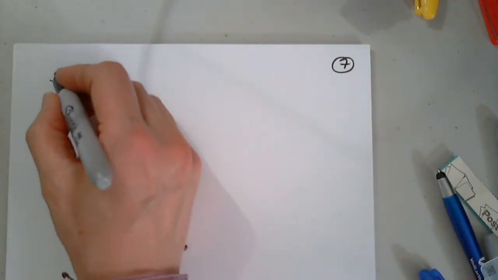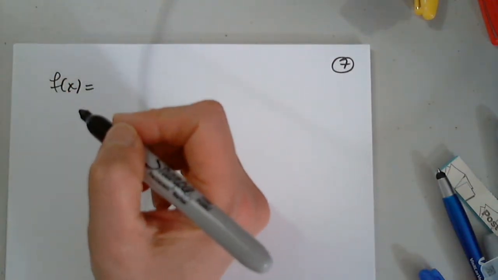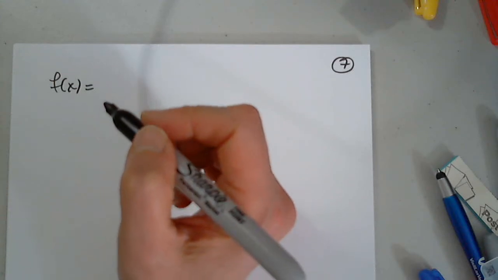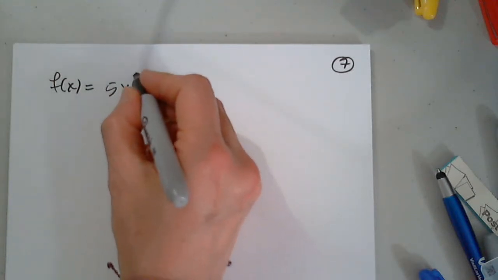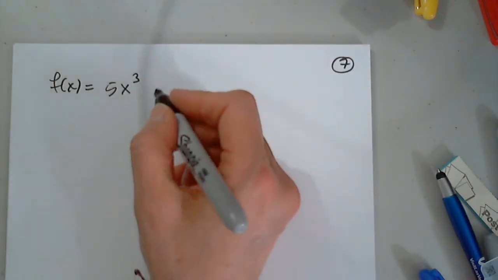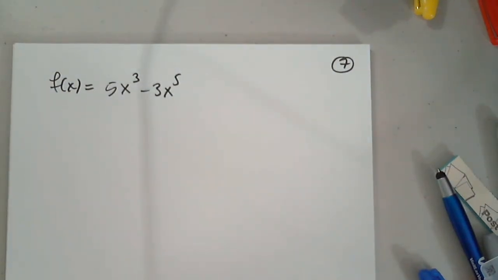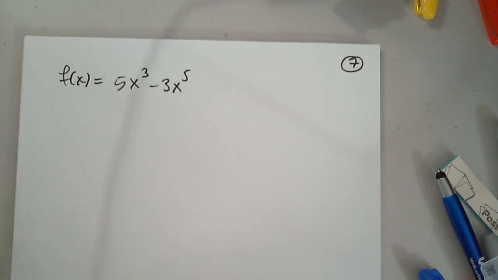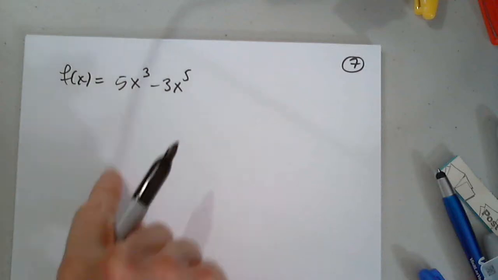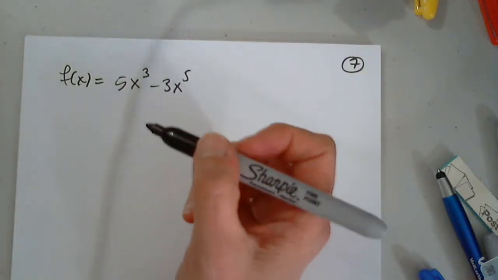So let's say f of x is 5x cubed minus 3x to the fifth. Okay, I don't want to touch this. I would like it out of the way, but I don't know why this is in the way. Anyway, I don't like this shadow here.